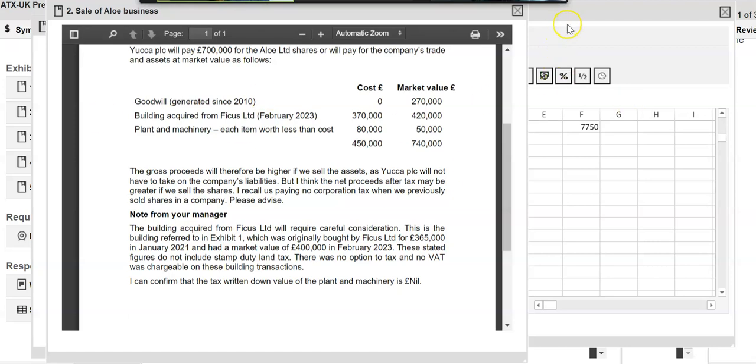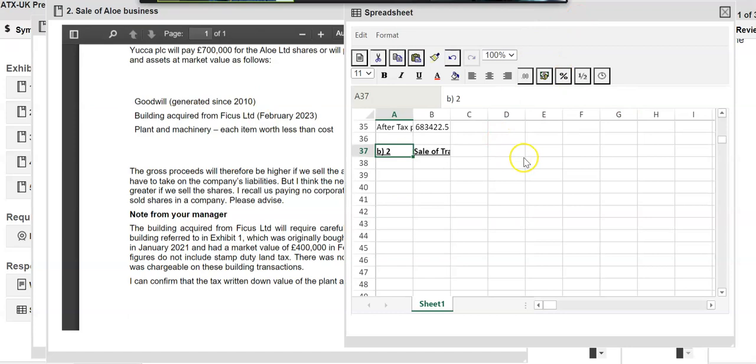right? So let me tell you how to do this. First of all, we have to see goodwill. So let's paste a pound sign here.